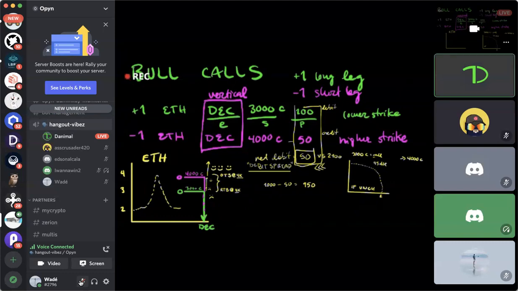All right, so that's a bull call spread. And for anybody learning this for the first time, I'd love to ask what questions you have. Feel free to type them out. And don't be shy. I'll take a few seconds just to breathe and see if anyone has any questions.